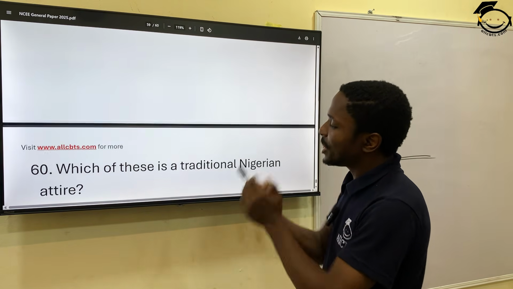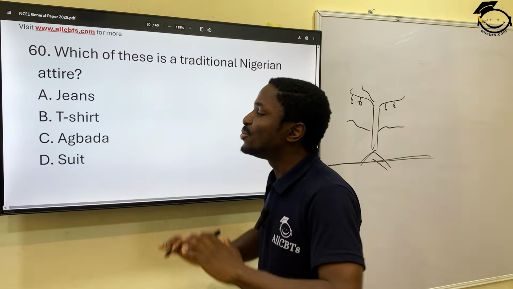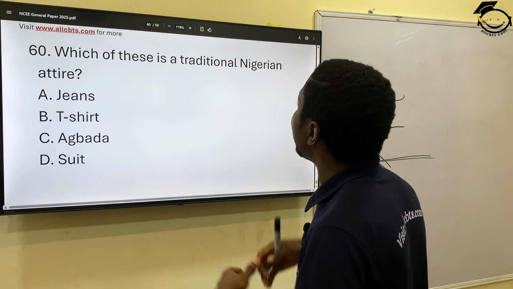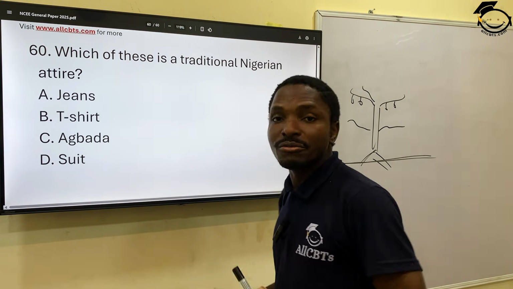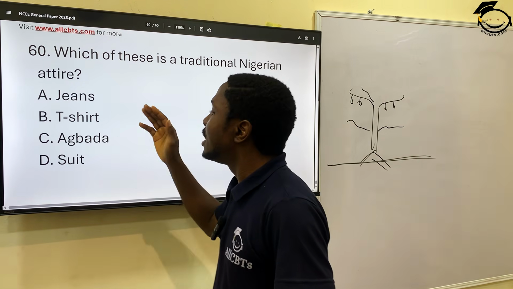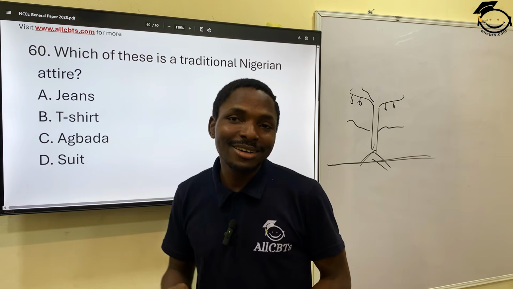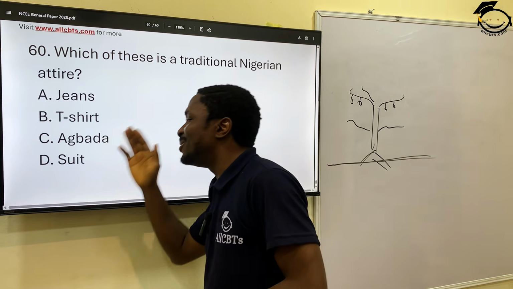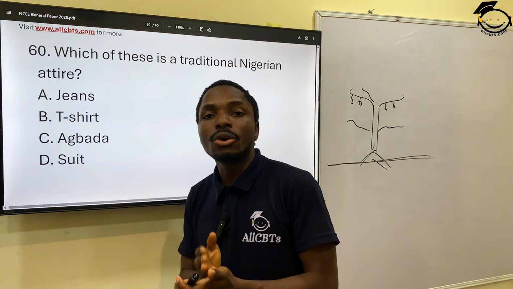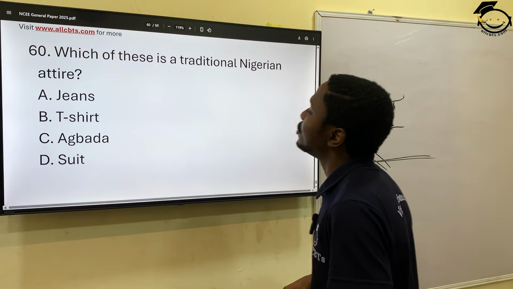And then the last question, which of these is a traditional Nigerian attire? That means which of these belongs to us? Which of these do we produce in Nigeria? That is our cultural mode of dressing. You have jeans. No, jeans is actually Western. T-shirt is Western. And we have agbada. You see that I can't even call it in English as well. I said agbada. So agbada is local. Then we have suits, which is Western. So agbada is cultural. When you're having your cultural day, you often wear agbada to it. So because it's cultural, it's a traditional Nigerian attire.